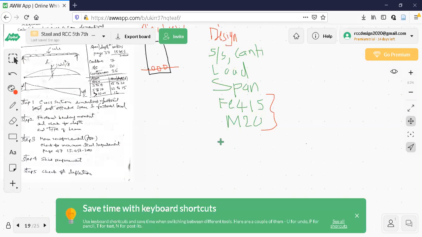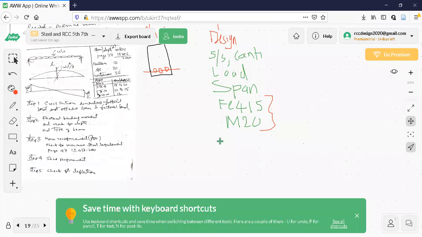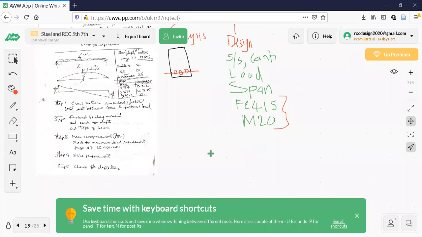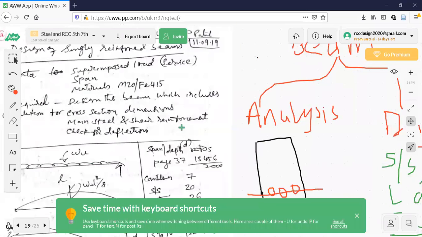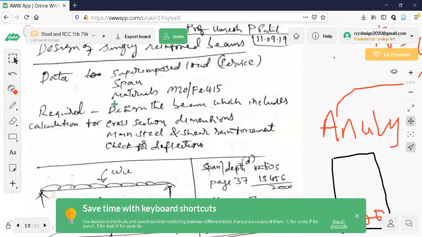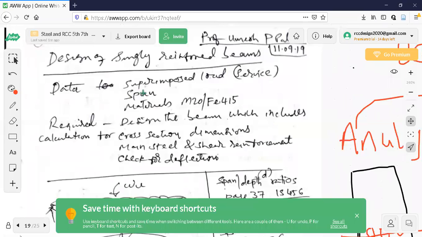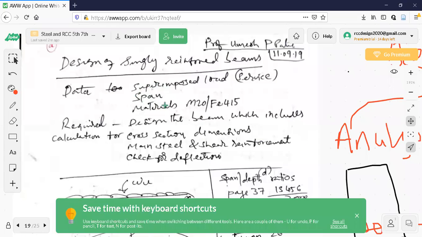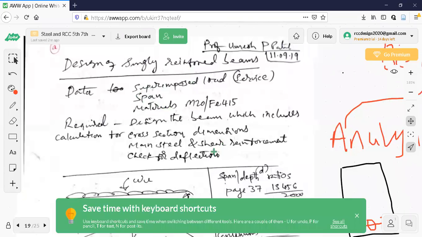Now observe here what you are doing in the design part. So this is the data given. Design of singly reinforced beams. Data: superimposed load or service load will be given, or it can be calculated. Either it is directly or indirectly given. Span is given. Material is given. One extra thing that I missed out is boundary conditions. Whether the beam is simply supported or cantilevered, that is also given.